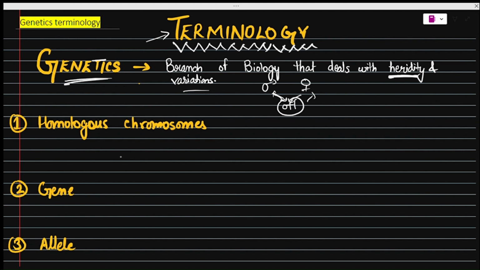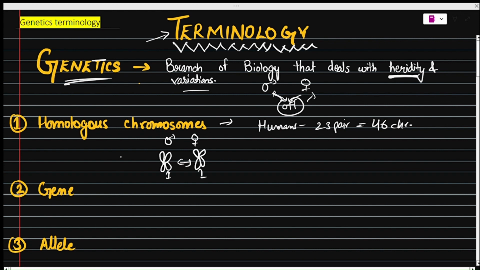Okay, so we will first start with the homologous chromosomes. Now as we all know, humans have 23 pairs of chromosomes, and 23 pairs means a total of 46 chromosomes. Those 46 chromosomes always pair with their homologous pair. One comes from the father's side and another comes from the mother's side. Let us say this is chromosome number 1, it came from the father's side, and this is the same chromosome number 1, it came from the mother's side. Then these two will be homologous.